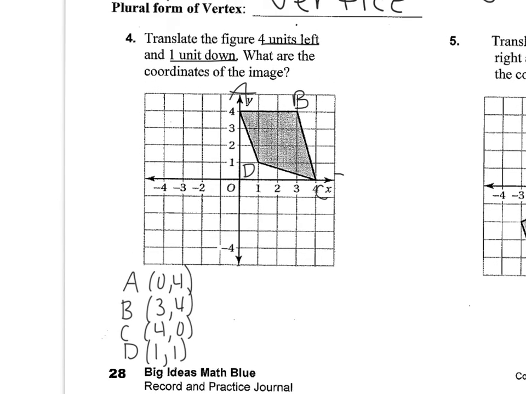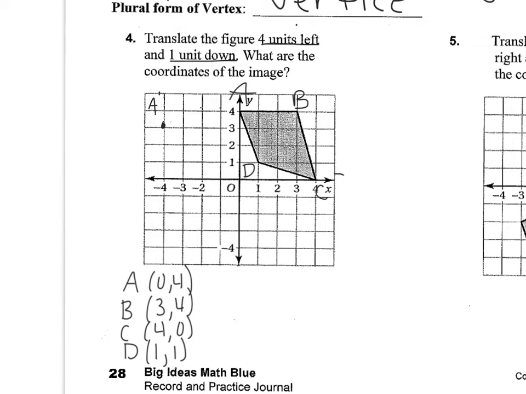Now we are going to translate each vertex 4 units left and 1 unit down. I'm simply going to go to the original vertex, so I'm going to start at A, and count 4 left, 1, 2, 3, 4, 1 down, and plot the point. I am going to label that new vertex A prime. It almost looks like a little exclamation point. I'm going to continue with each vertex.